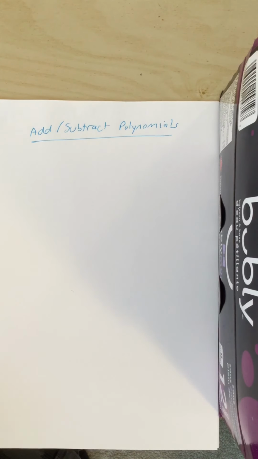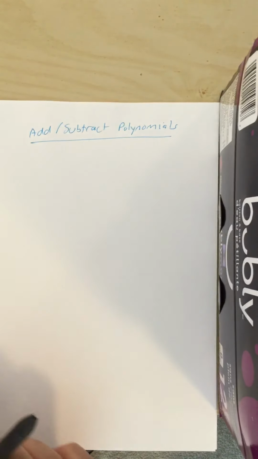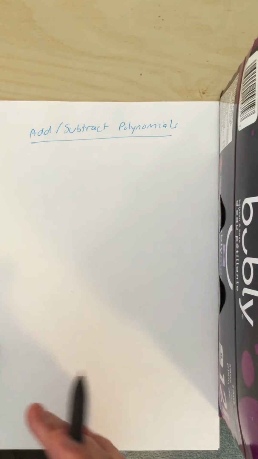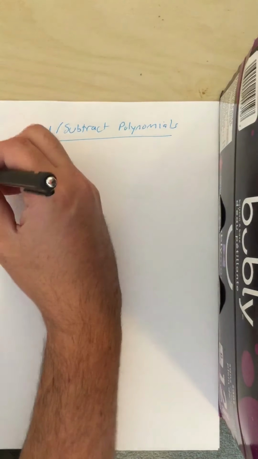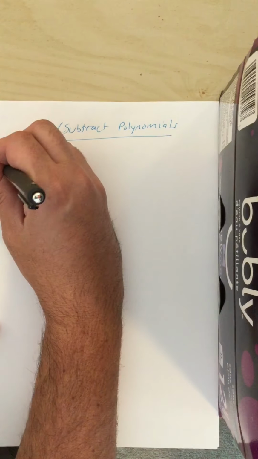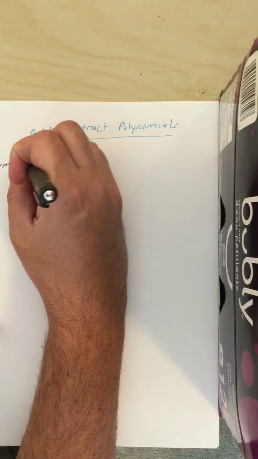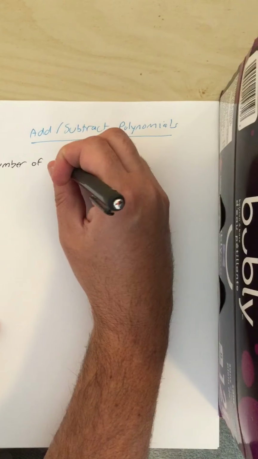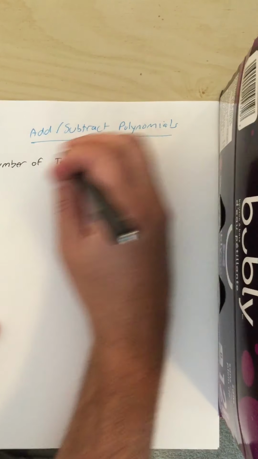Okay, so what we're going to have here is a lesson on adding and subtracting polynomials. Just as a quick start, I'm going to say where the word polynomial comes from. It's a bit of a scary word, but essentially it's about the number of terms. So, number of terms terminology.